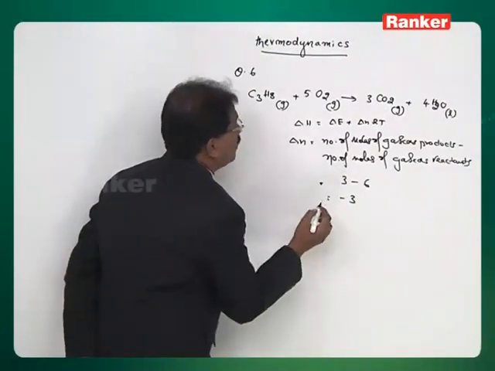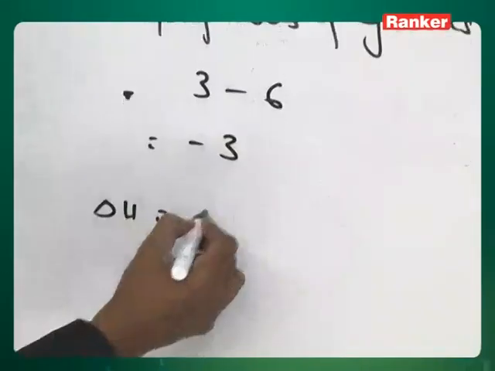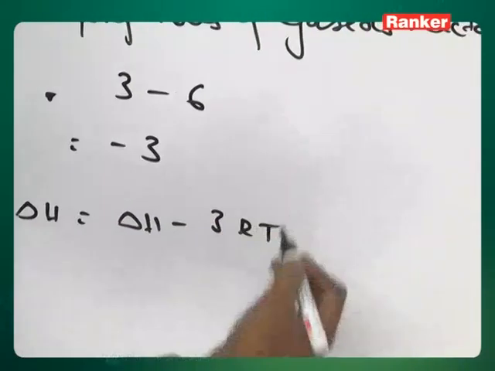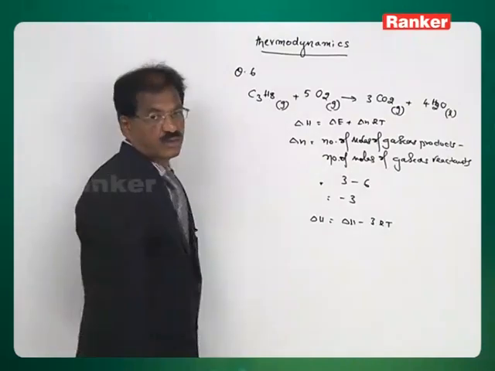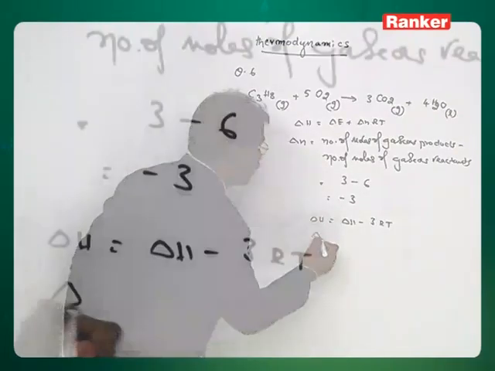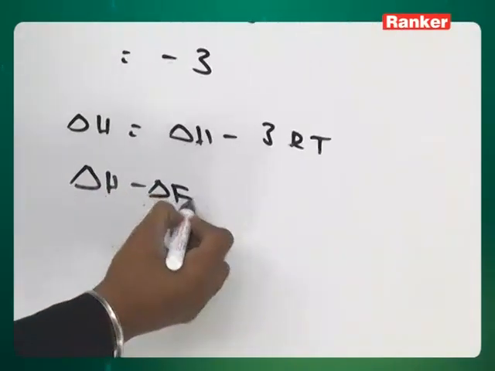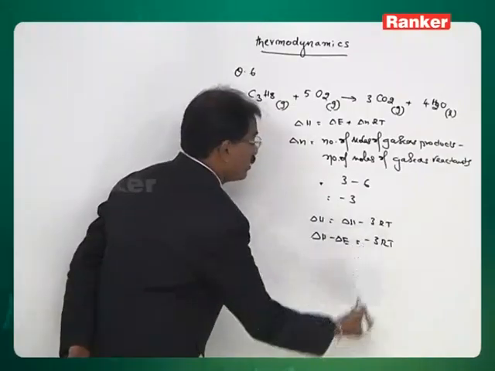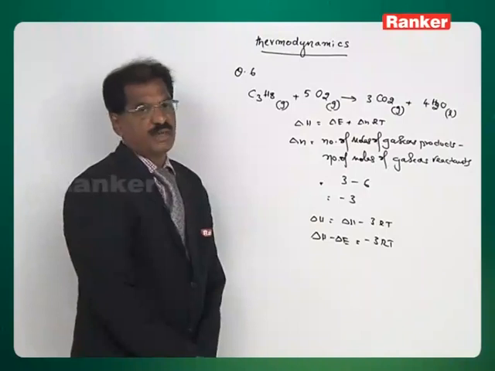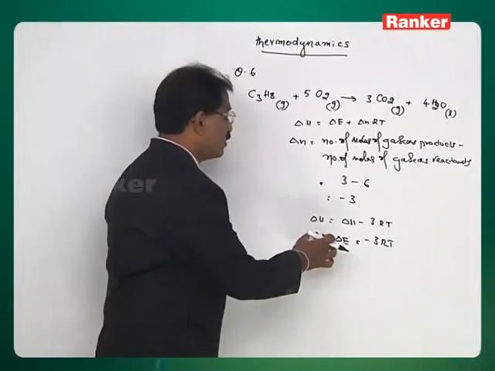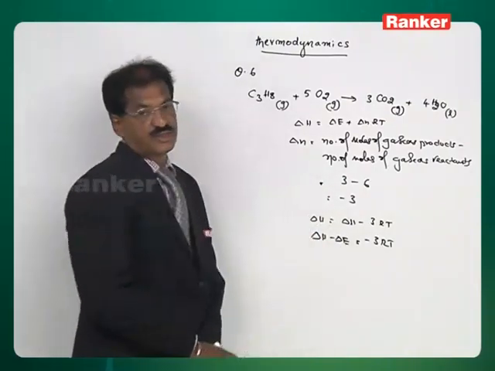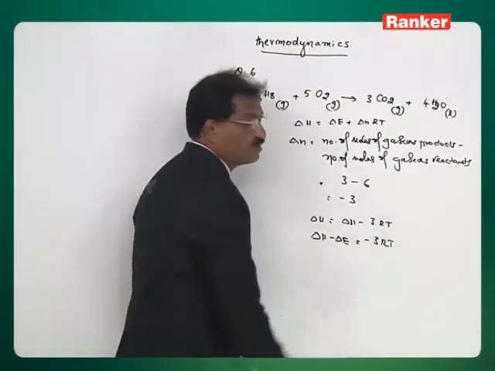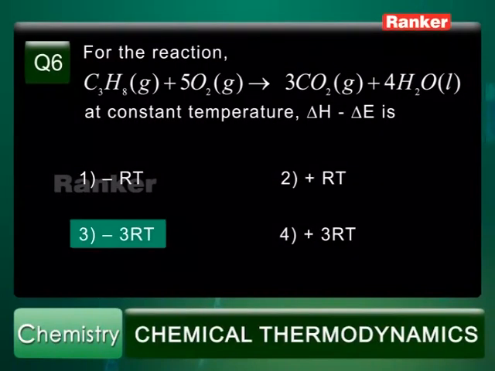Next, del n is equal to minus 3. Therefore, del H is equal to del E minus 3 into RT. Therefore, del H minus del E is equal to minus 3 RT. In the problem they are asking the difference of enthalpy change and internal energy change. The difference of enthalpy change and internal energy change is equal to minus 3 RT. Hence, option is 3.